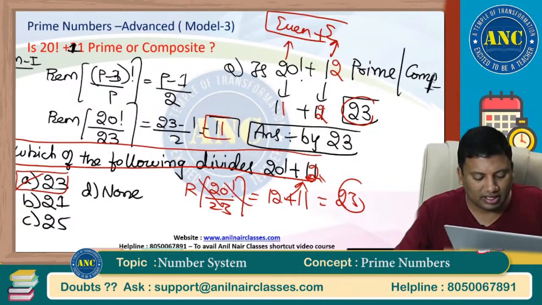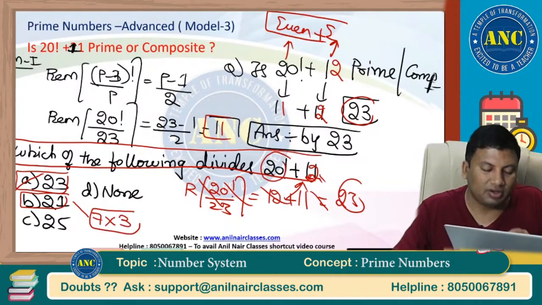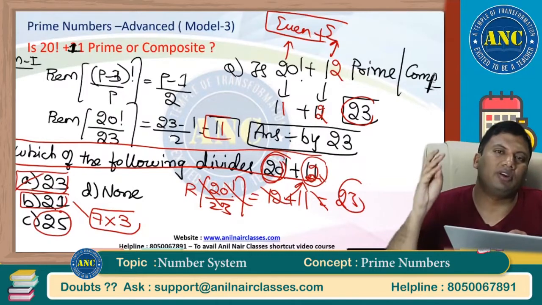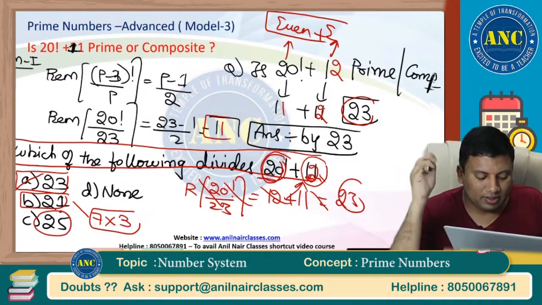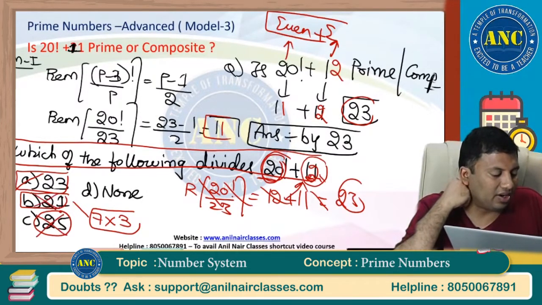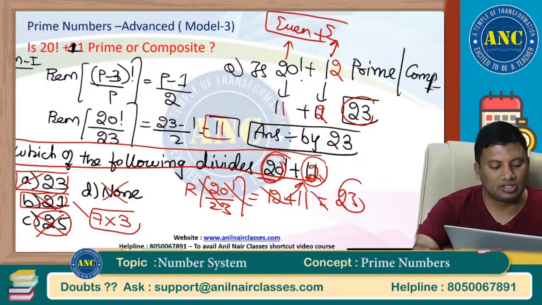Or if you see here, it is 21. 21 is 7 into 3. 20 factorial contains 7 into 3. 12 is not divisible by 7 and 3. 25: here 20 factorial contains 5, 10, 15, 20. It is divisible by 25. 12 is not divisible by 25. 21 cannot be the answer. 25 cannot be the answer. None of these three is right, but 23 is right. So none is also eliminated.